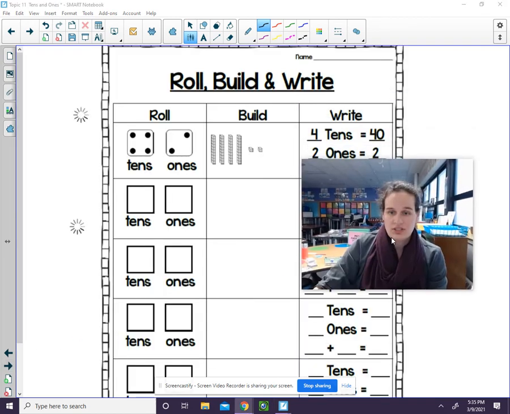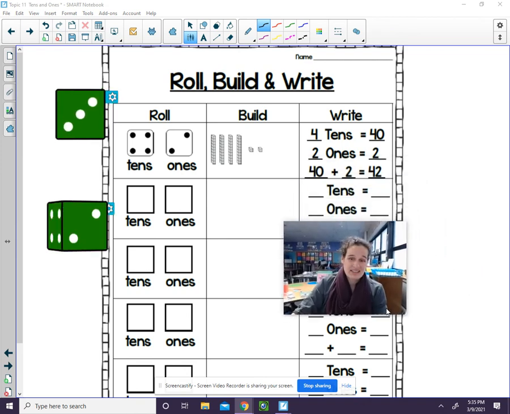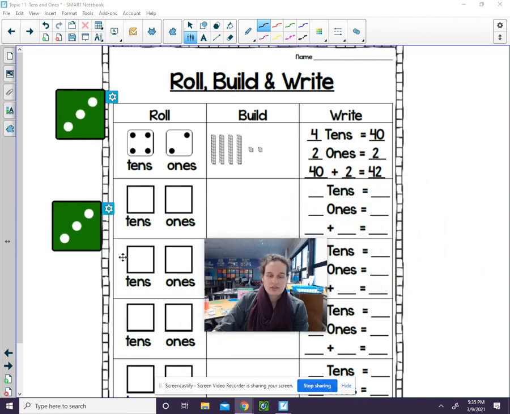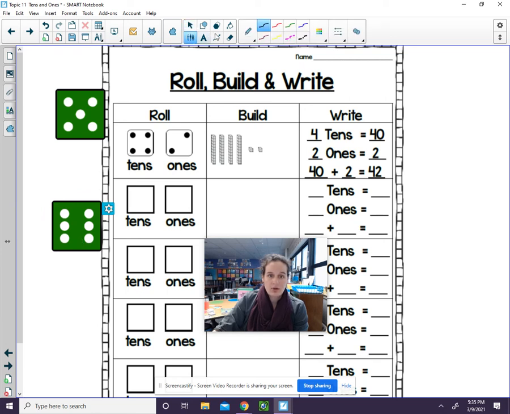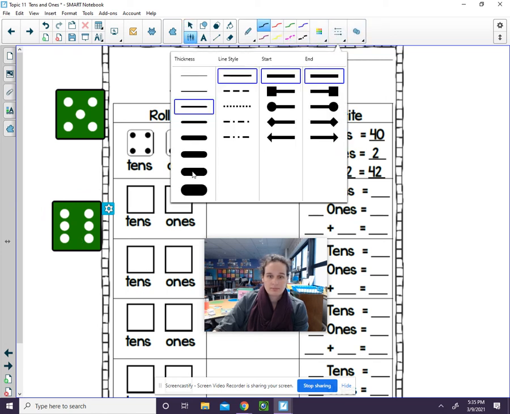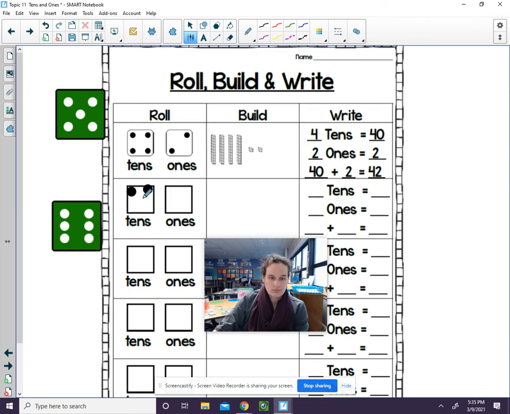On your practice sheet today, it is a review sheet, you will need dice. And the reason why you need dice is because you're going to roll the dice to decide what numbers go here. Okay, so a five and a six. So I would go ahead and draw that. We have five and six.